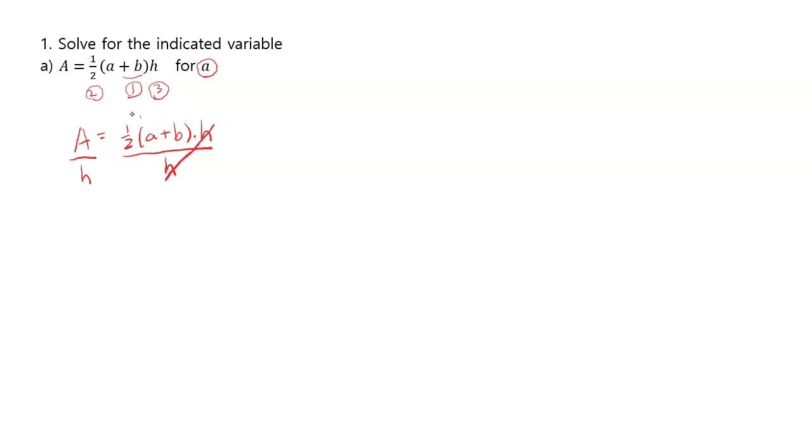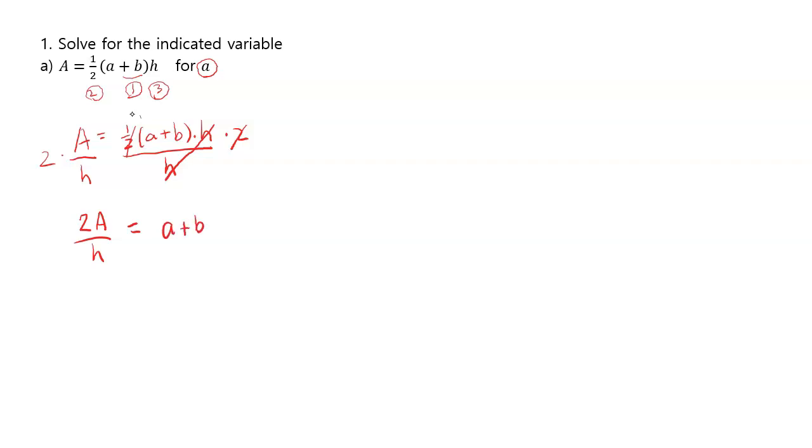So I divide by h, and now I multiply by 2 both sides. And the reason is this 1/2 has the multiplicative inverse as 2. They cancel each other. So that now 1/2 is gone. Let's see what we have so far. You have 2a over h, because when you multiply a number to a fraction, it only gets multiplied to the top. And then you have a plus b.